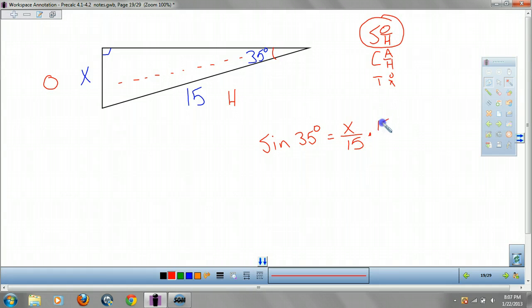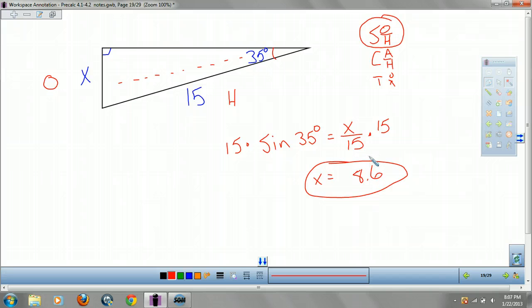Then we multiply both sides by 15. Plug it into our handy dandy calculating machine. And we get x equals about 8.6. That's all there is to it, guys. Okay.